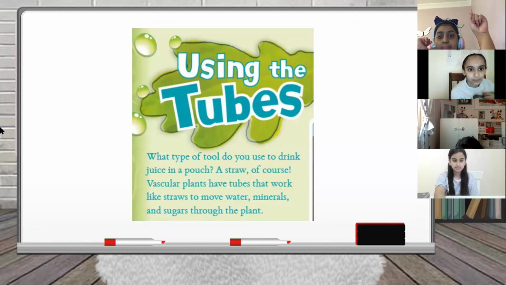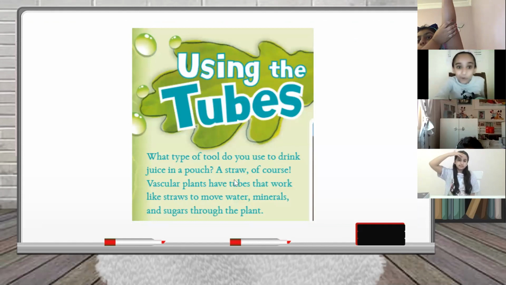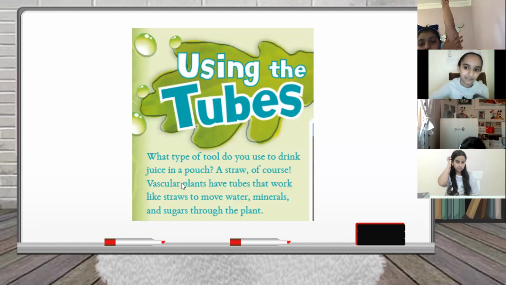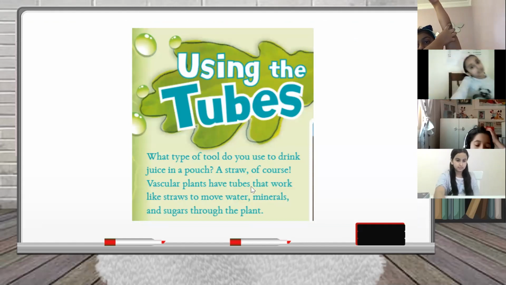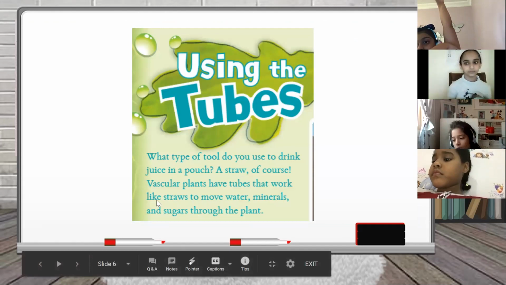What type of tool do you use to drink juice in a pouch? A straw. Of course, you are going to use a straw. Vascular plants have tubes that work like straws to move water, minerals, and sugars through the plant.